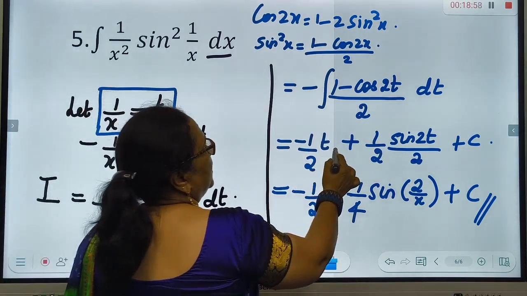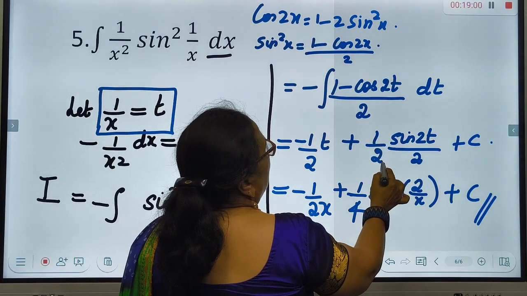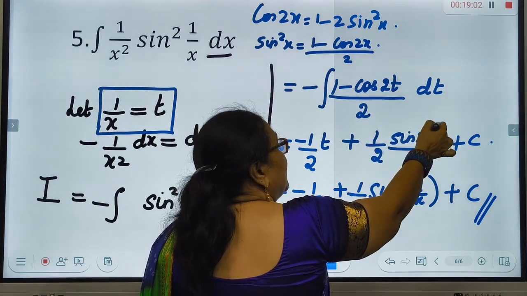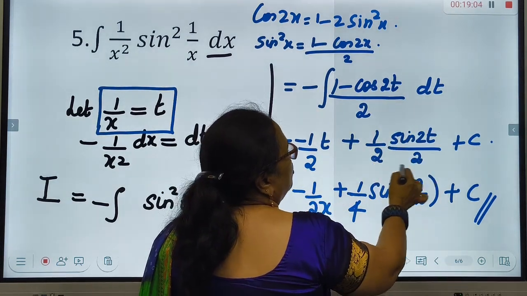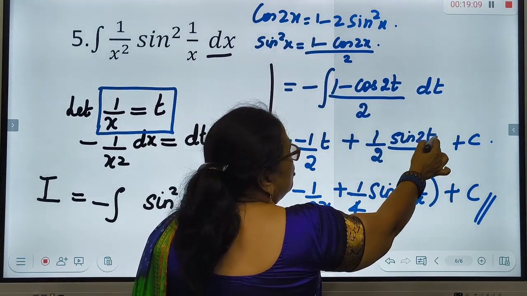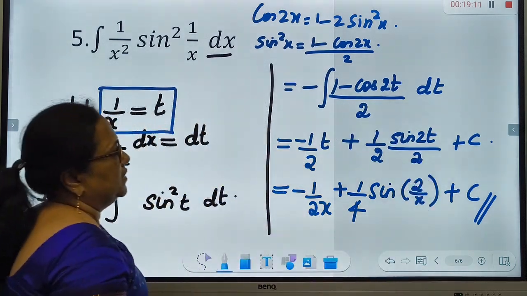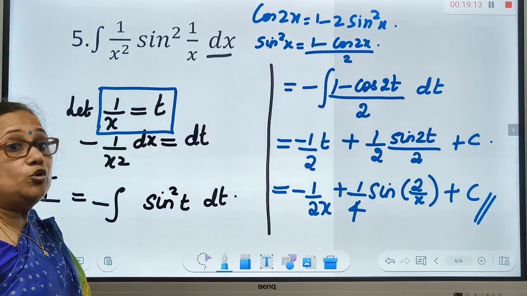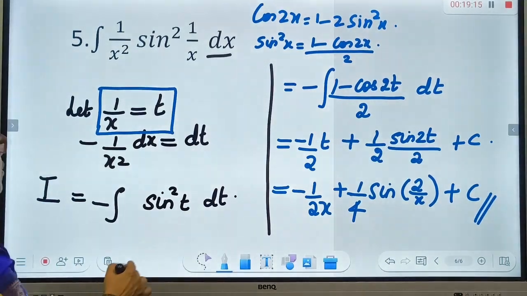Minus 1 by 2t, this becomes plus, so 1 by 2. When you integrate cos 2t, I will get sine 2t by 2. That is why there are 2's here. So 2 into 2, I have multiplied and put 4 here and substituted back for t as 1 by x. If t is 1 by x, 2t will be 2 by x. So this is the value of I.